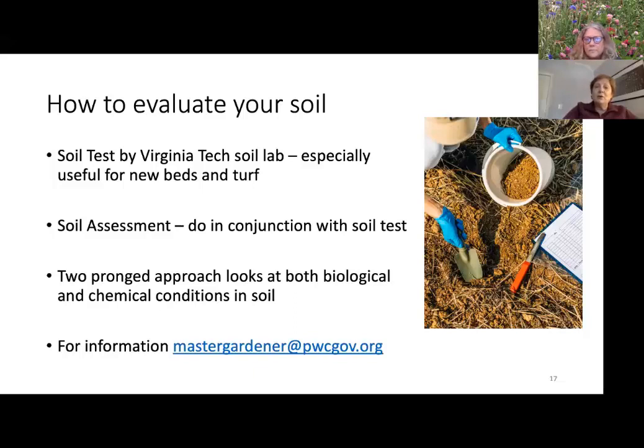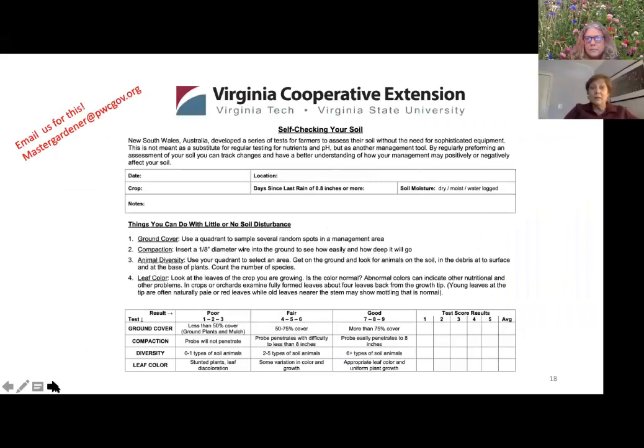This two-pronged approach, looking at both the chemical and the physical condition of your soil, looks at both biological and chemical conditions to allow you to assess completely what your soil may need. So this is the self-check for your soil. This is the second part of that test. Again, the first part is sending a soil sample to Virginia Tech.